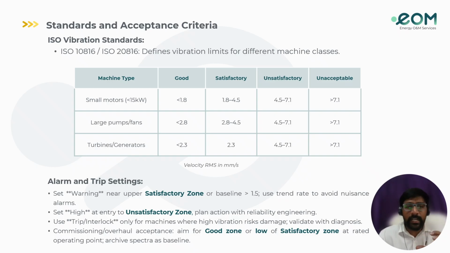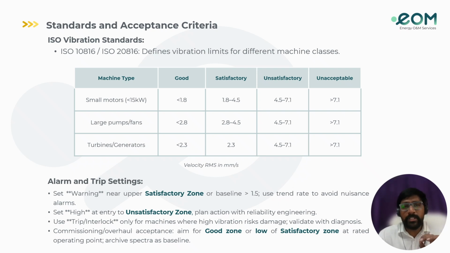And for setting the alarm and trip settings with respect to these values, for setting the warning, our value should be near or upper to the satisfactory zone value. And for setting the high set points, the value should be close to the unsatisfactory zone. Then plan action with the reliability engineering. For setting the trip or interlock, only for machines where high vibration risks damage, then only we need to set the trip or interlock system, validated with the diagnostics as well.